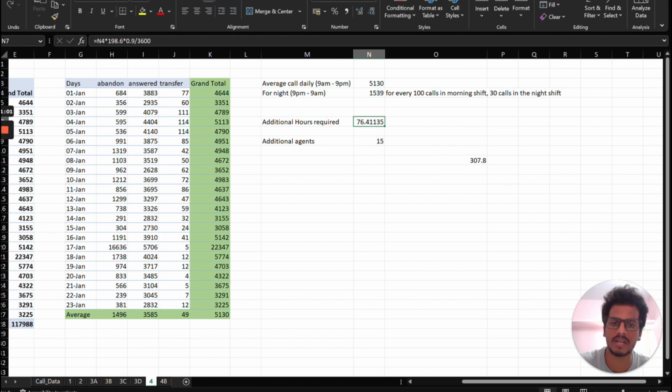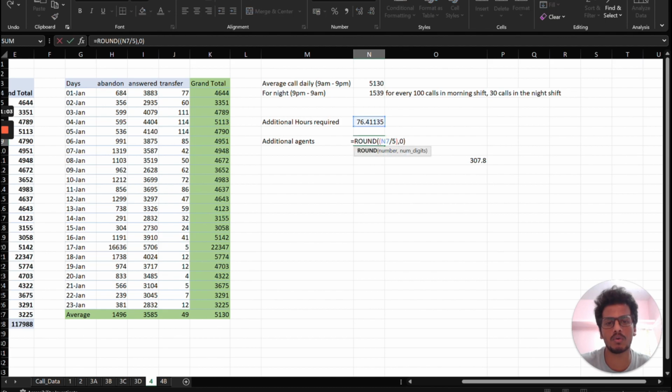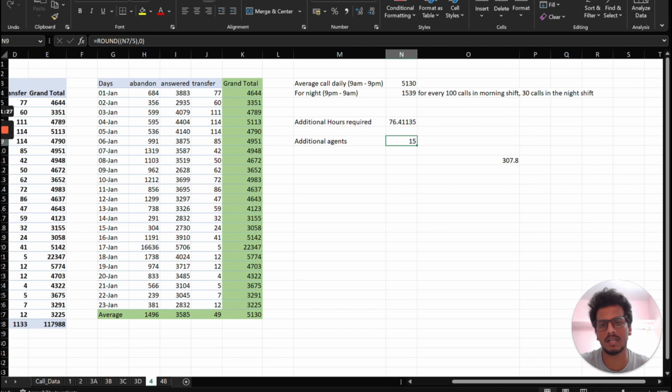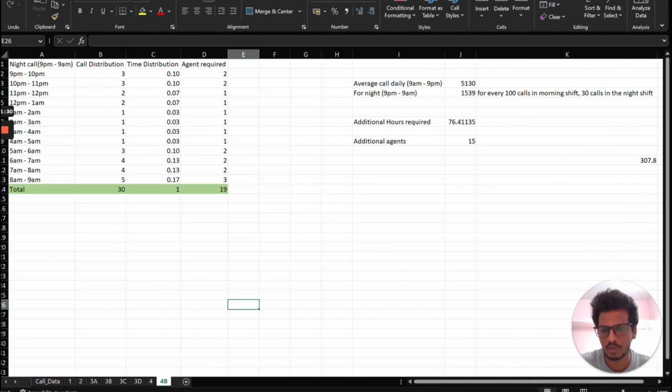I have divided 76 by 5, which comes out to be 15 agents. Again guys, this is really subjective. People might have taken 16 or 17 agents. This is all purely based on the calculation or assumption you have taken. The assumption I have taken is that an agent works 5 hours. So we now know that 15 agents are required.